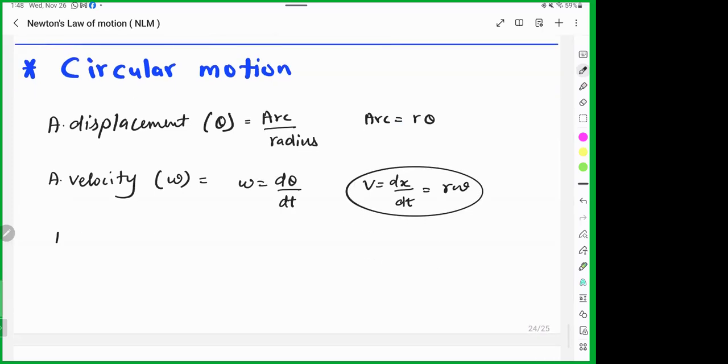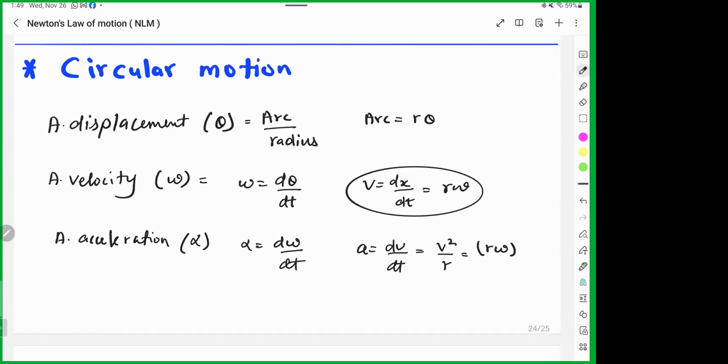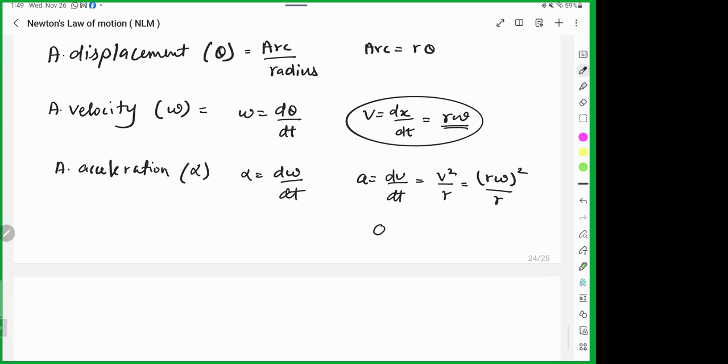Third, angular acceleration alpha. This alpha is equal to d omega by dt, the same as how acceleration is equal to dv by dt. If you put the value, it will be equal to v square by r. What is the v value? R omega, according to this, squared by r. So what will be the acceleration value? Tell me, any doubt here? No sir. This is the basic circular motion formula.